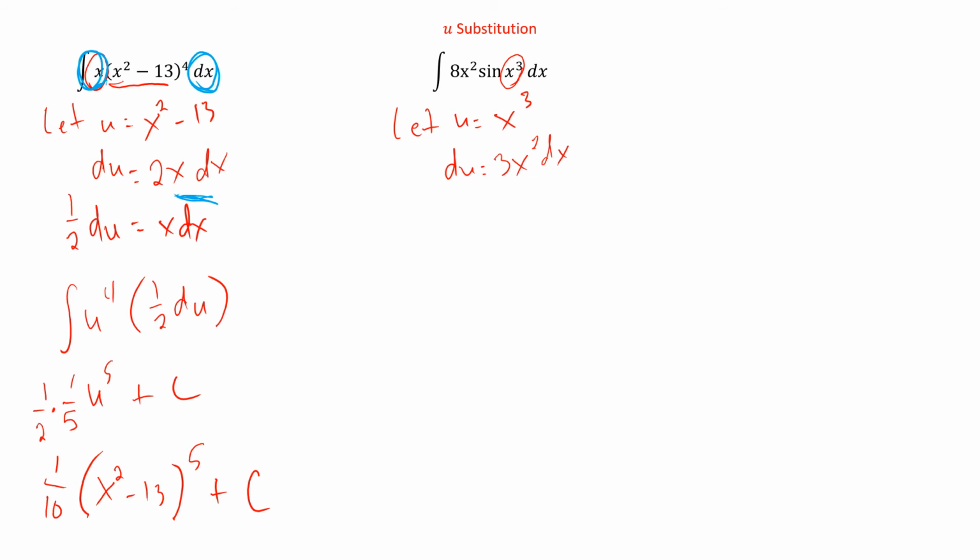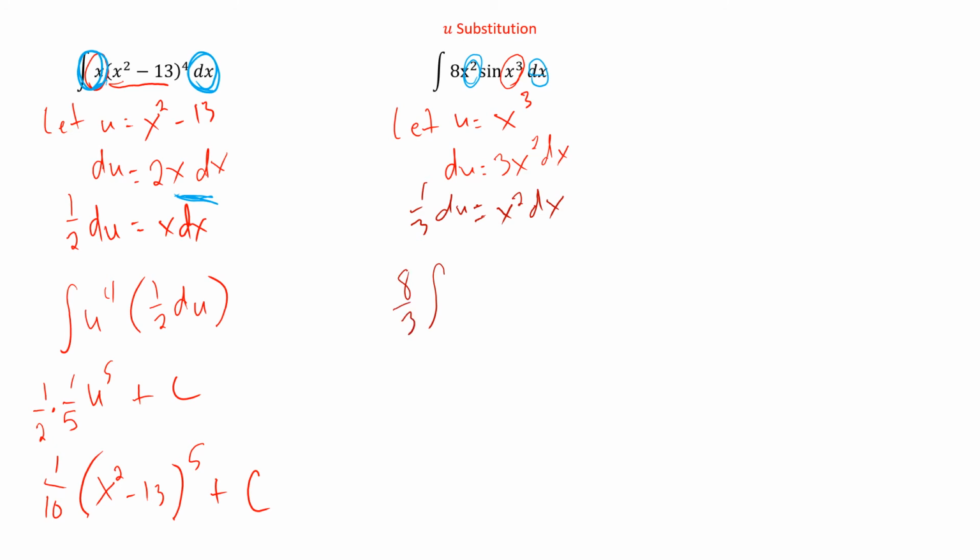Well, just like last time, we have an x squared dx, so we can divide by that 3 to be 1/3 du equals x squared dx. Substitute it in. So we have our integral. The 8 can move to the outside, as can the 1/3, so we'll just have 8/3.